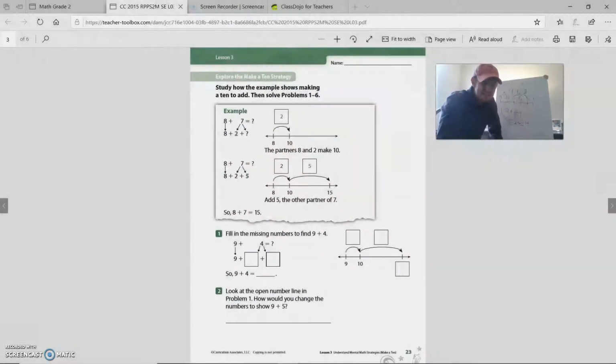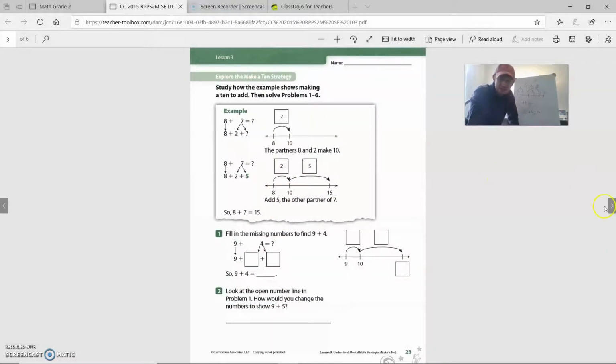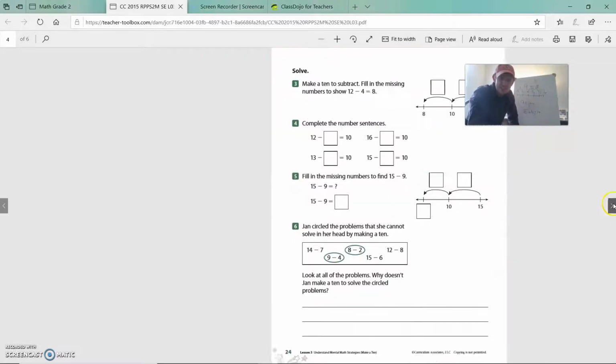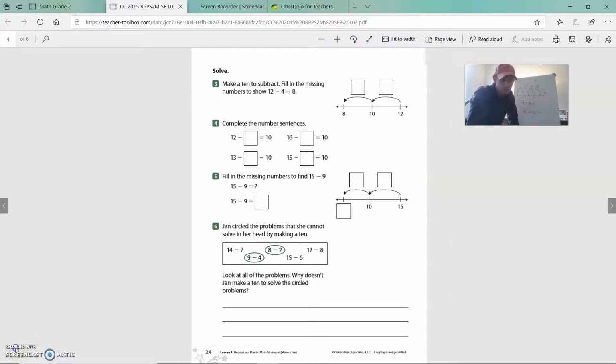Okay, please switch to the next page now, page 24. Okay, now you should be on page 24. We're doing problem number 3. And problem number 3 asks us, make a 10 to subtract. Fill in the missing numbers to show 12 minus 4 is equal to 8. And they've given us a little number line here. So let's follow their number line.